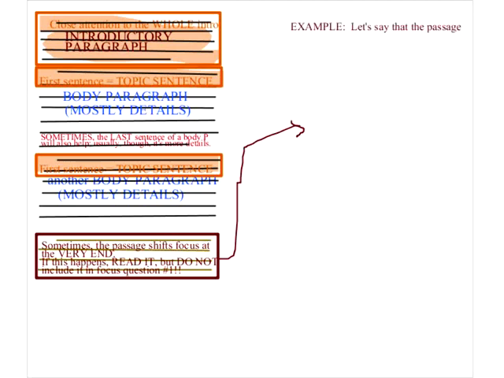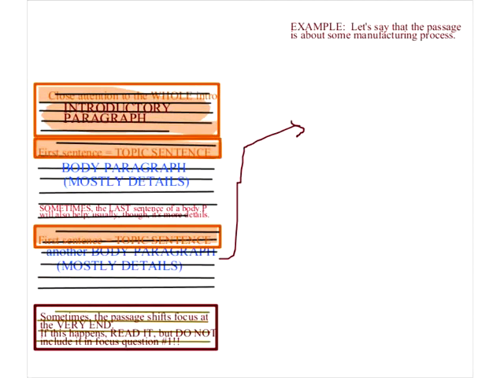Let's say that the passage is about some manufacturing process. Okay. And let me actually write some sentences here so you can see what I'm talking about. I'm just going to make this up more or less at random. So here's what we're going to say.